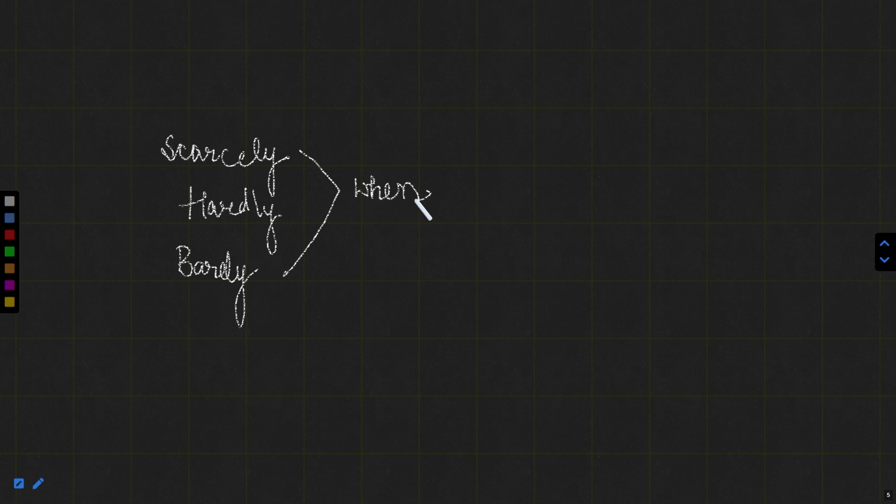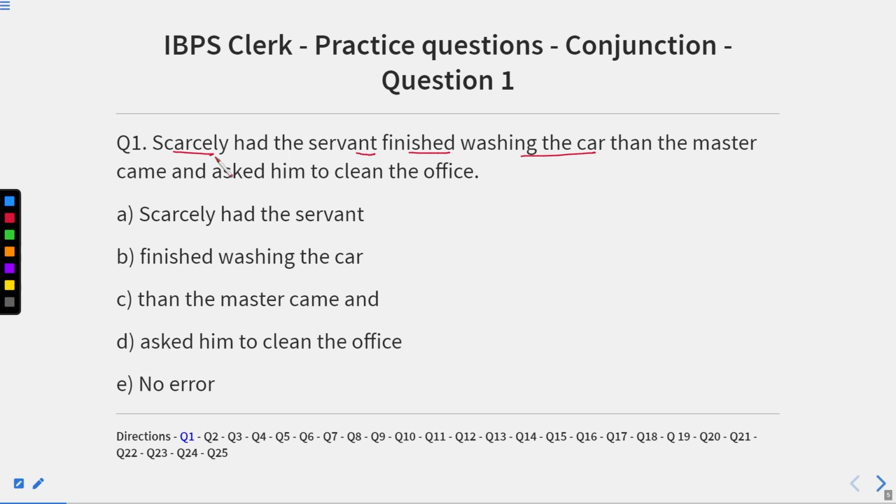So if we are joining two sentences or two words together with the help of these conjunctions, they will be followed by "when", or rather the pair that will be made there will be "scarcely" and "when", not "scarcely" and "then". So if we look at the sentence carefully, here it is written, "Scarcely had the servant finished washing the car then". So this word "then" is incorrect over here. It should be replaced with "when".